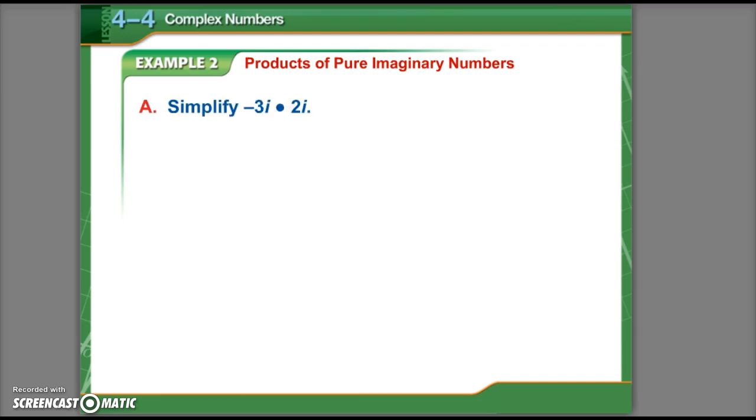Okay, for example 2, what we're going to be doing is looking at products of pure imaginary numbers. So basically what that means is that you have an imaginary number times another imaginary number, and there's no real numbers mixed in with the problem at all. So here we have this negative 3i times 2i.